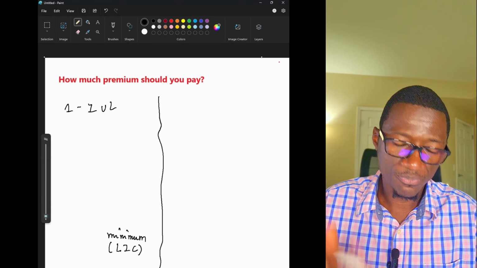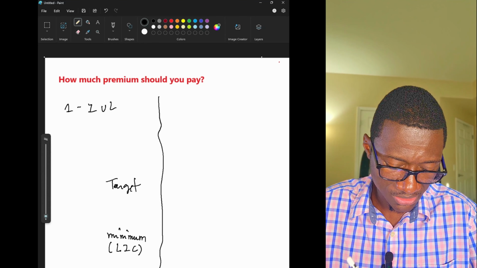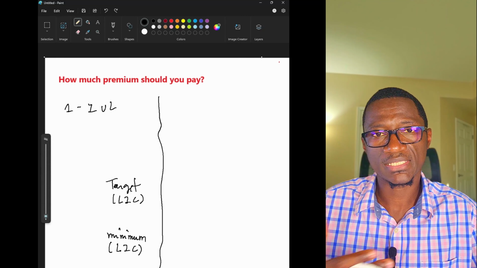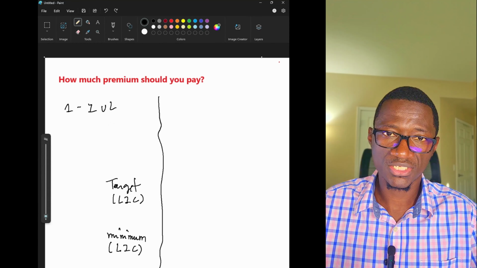The second type of premium is the target premium. That is also defined by the life insurance company. You can see the target premium as a recommendation, but also it defines the commission that the agent will get.